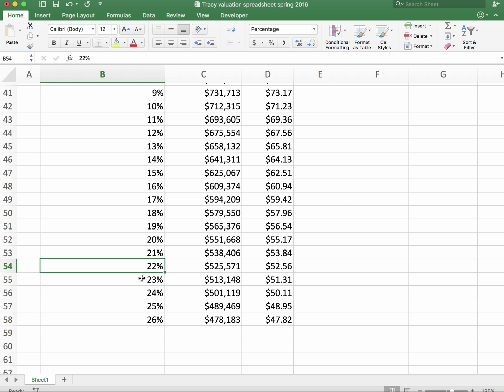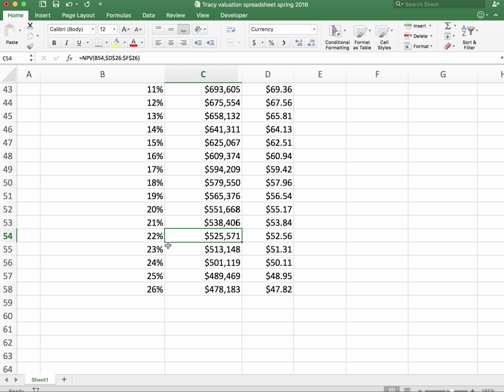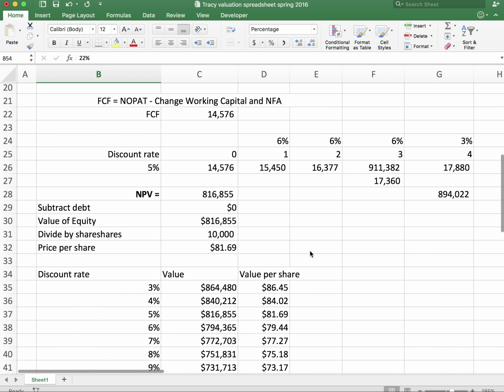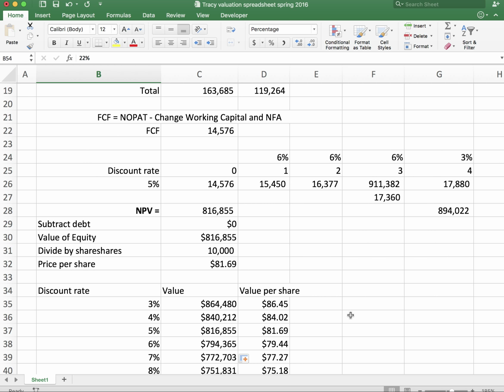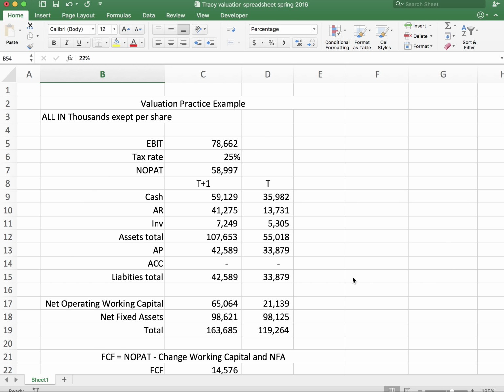In other words, if you invest the amount of money that the company is worth, the company's worth $525 million. If you invest that and bought the company today, you would be earning 22% on your money if these future cash flows came through. So there you have it. You've got a good example of walking through this one problem, this valuation problem.